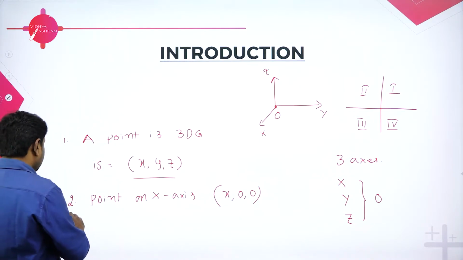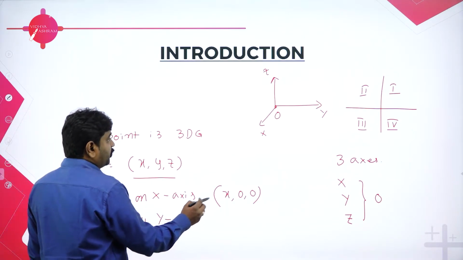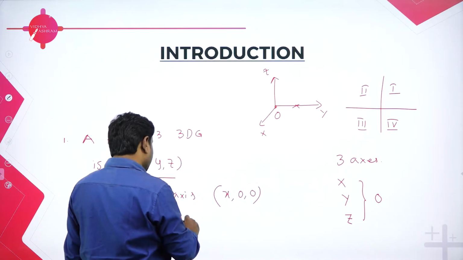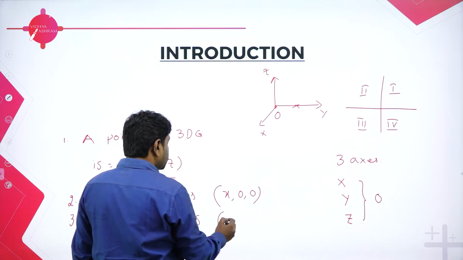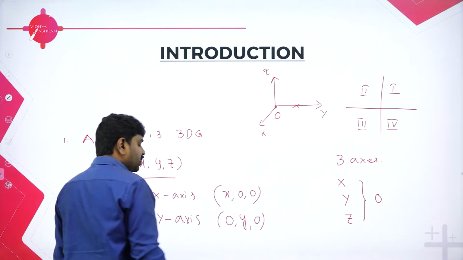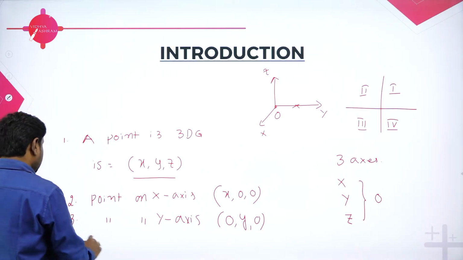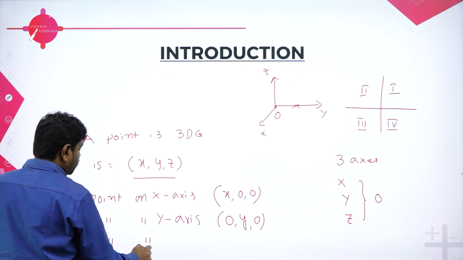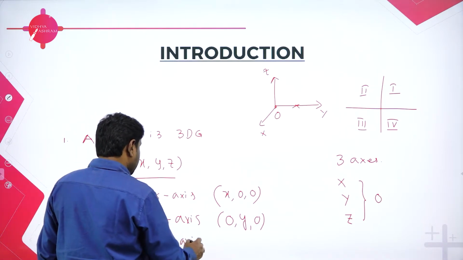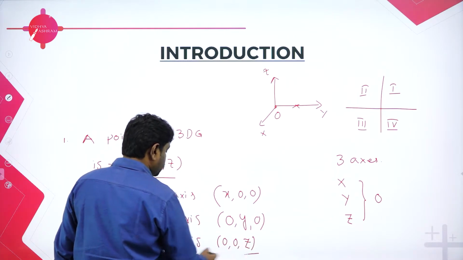And similarly, if point is on y-axis, if suppose point is on y-axis like this, it will have only y value, so its x value is 0 and it will have only y value and z value is 0. It will be in the form 0, y, 0. And if point is on z-axis, the third possibility, if it lies on z-axis, it will have x value 0, y value 0, it will have only z value.